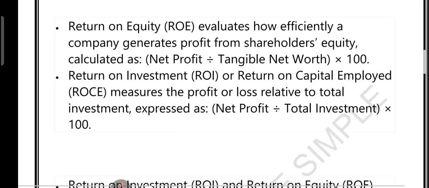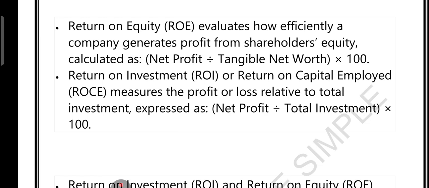Then we have the ROI. What is ROI or ROCE? So this is basically we compare net profit with respect to the total investment. This shows return compared to the total capital invested. That is called ROI. So return on equity means equity, right? Shareholder money, that is equity. That is called tangible net worth. So remember, tangible net worth is the same, right?